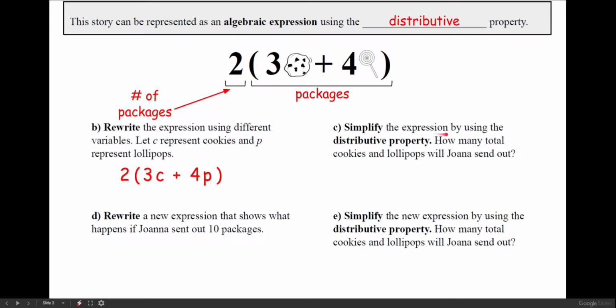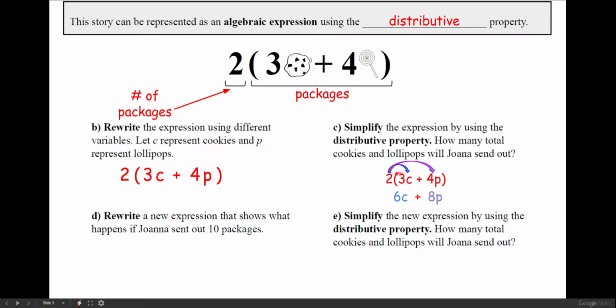C, simplify the expression by using the distributive property. How many total cookies and lollipops will Joanna send out? Well, the distributive property simplifies this. What do I mean by that? Well, what we do with the distributive property, it's not complicated. It just means we're multiplying each number. So 2 times 3C, that means she needs 6 cookies. And then she's also going to need to multiply 2 times the 4 lollipops. So 2 times 4P, that's 8P. So when I simplify, it tells us we have 6C and 8P.